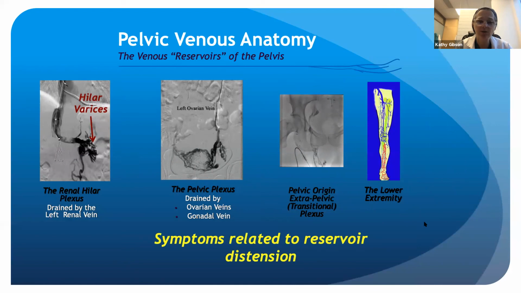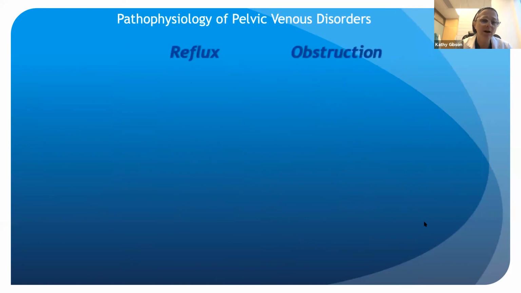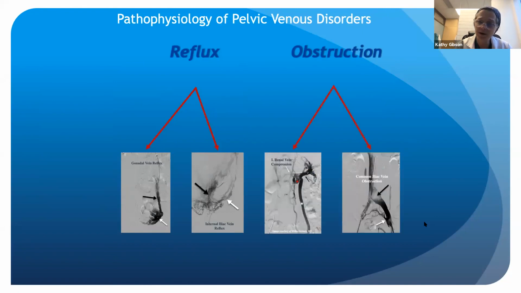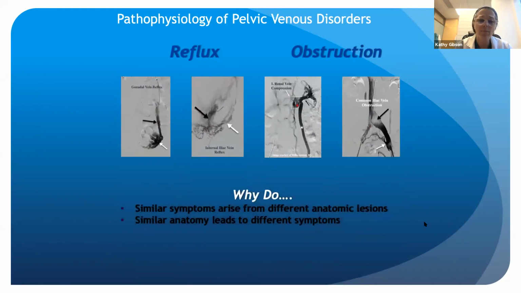The symptoms that patients develop are really related to distension, either from reflux or obstruction of any one of these plexuses. So the pathophysiology, again, that we talked about before, you can have reflux, either gonadal vein or internal iliac vein, or obstruction, renal vein, iliac vein, or both. And what we don't know is why similar symptoms arise from different anatomic lesions. For example, you could have a left renal vein compression that does not cause renal varices, but perhaps transmits pressure into the pelvis and the symptoms are there.